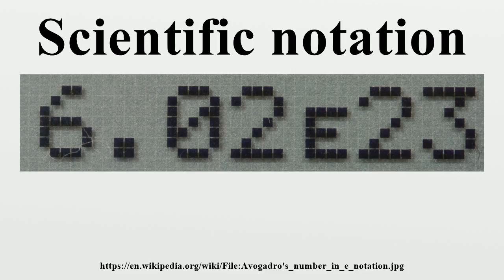1.602176487(10) times 10^-19 C, which is shorthand for 1.602176487 ± 0.000000010 times 10^-19 C notation.